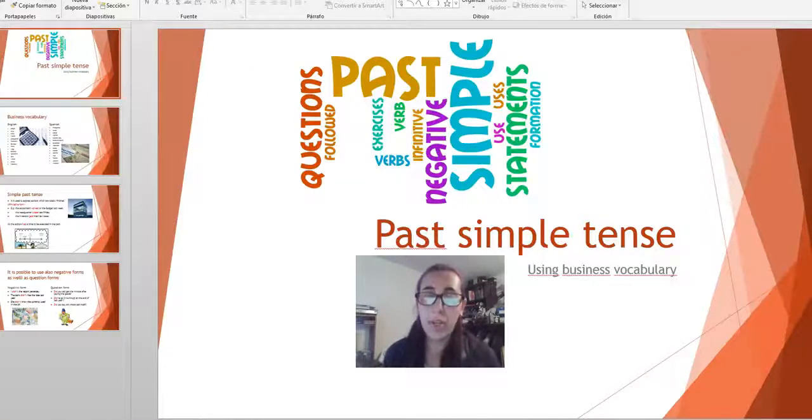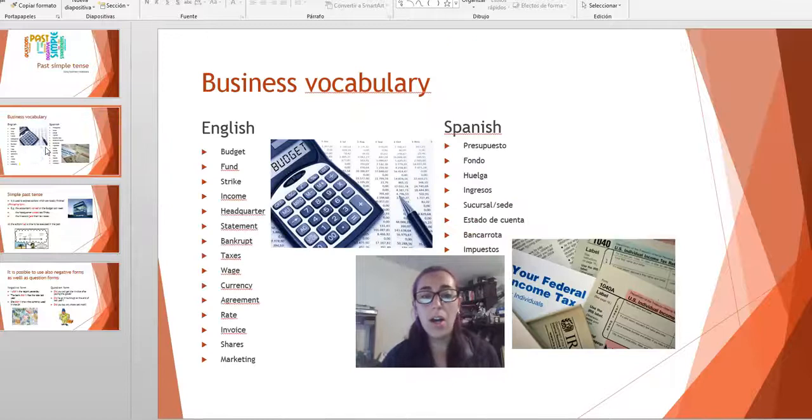Today we are going to work on a very important topic, which is past simple tense. Today we are going to relate this tense with a specific list of vocabulary related to your daily labor context, which is business vocabulary. Okay? So, let's start working, first of all, on the concept of the business vocabulary we have, right? We're going to work on the vocabulary related to business.